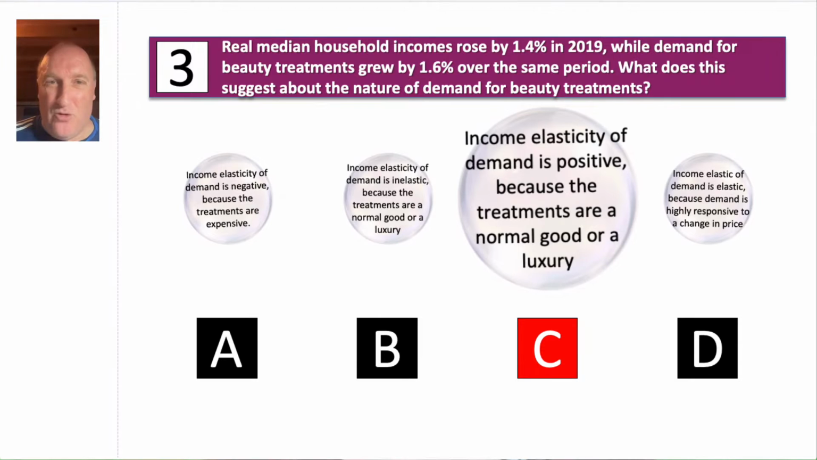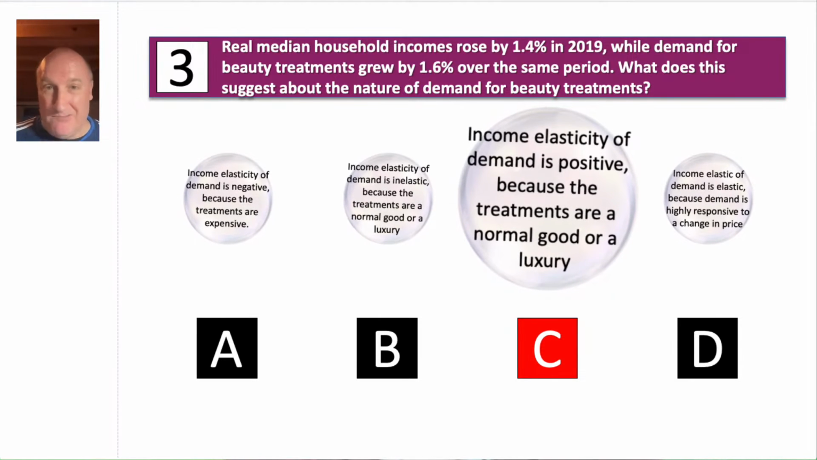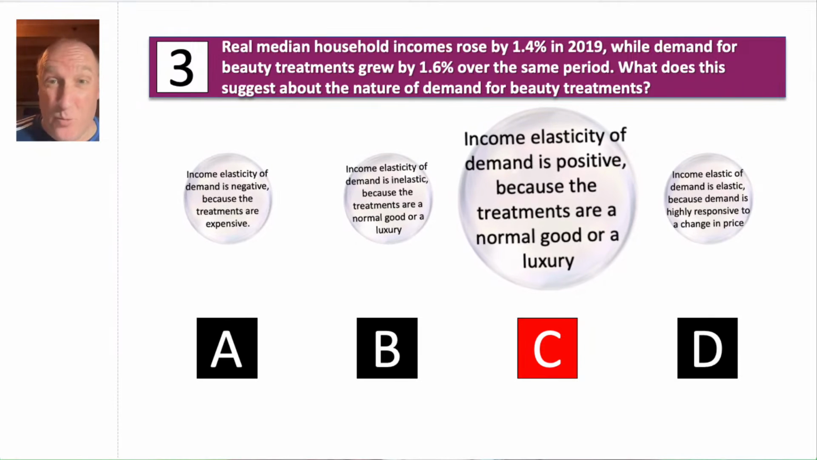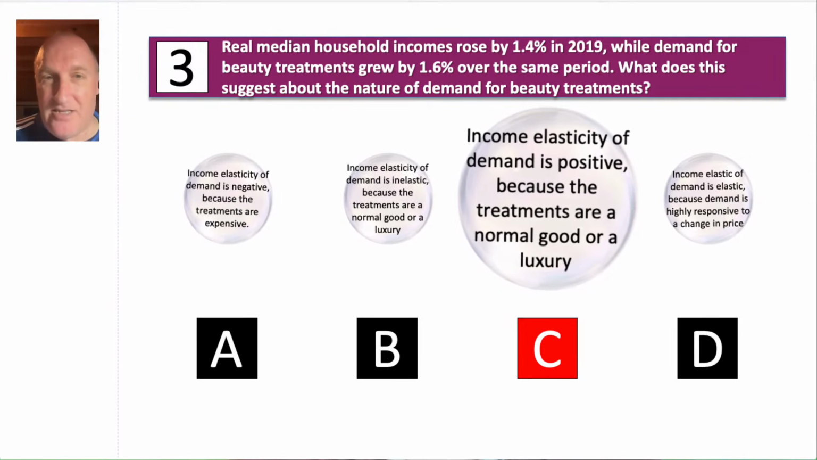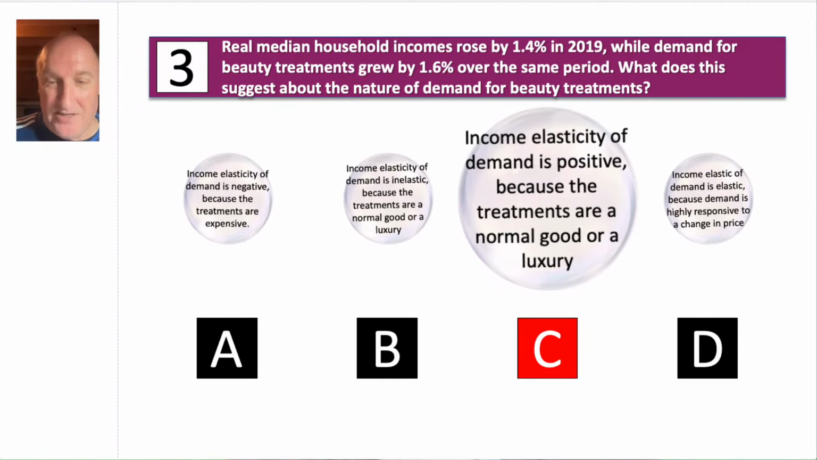I think that you can make a case for saying there should be C and D. The demand for beauty treatment and incomes basically rose by the same amount, so rounding error should give an income elasticity of 1, but technically you're right, demand grew a little bit faster than real income over the period. So well done on that. Back to Nikki.